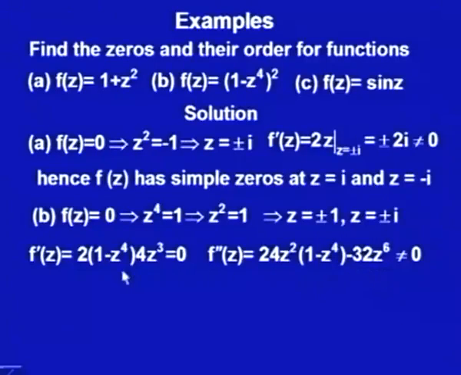So, what will be the order of the zeros at these points? The order of the zero would be 2, because f(z) is 0, f dash z is 0, but f double dash z is not 0. So, for this function (1 minus z to the power 4) whole square, we have 4 zeros at 1, minus 1, i and minus i, and all these zeros are of second order. Let us come to the third one, sin z.